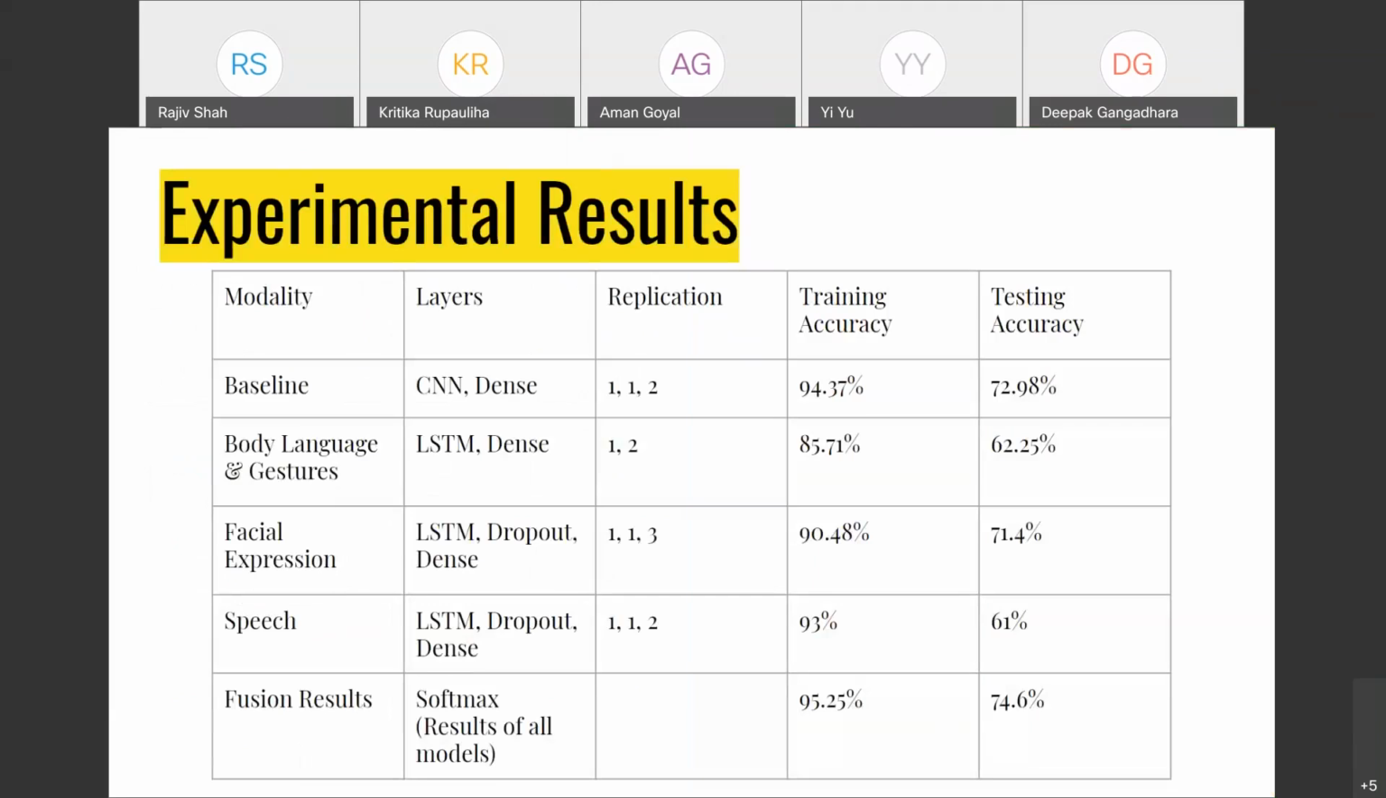Here you can see the results: body language and gestures provide an accuracy of 62%. Facial expressions provide a testing accuracy of 71%. Speech has provided less accuracy because of the smaller number of samples, only 61%. But the fusion results are better when we combine them, with an accuracy of 74.6%. So the comparison says it all: when you combine multiple modalities, the fusion performs fairly better than the individual ones.